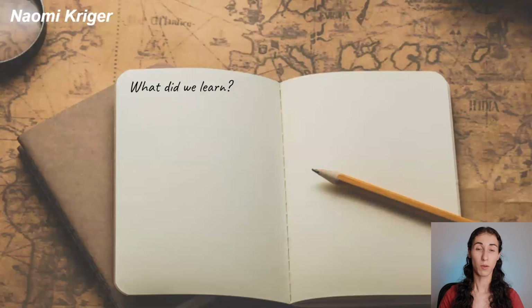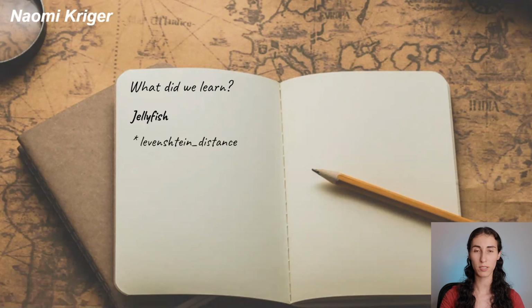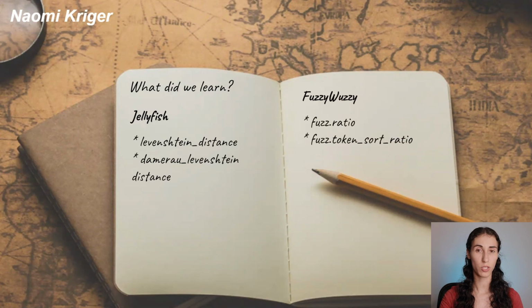And now let's see what we learned today. Today we learned about two Python libraries. The first is called Jellyfish, and the second is called Fuzzy Wuzzy. Under Jellyfish, we learned about Levenshtein distance and the Damerau-Levenshtein distance. And under Fuzzy Wuzzy, we learned about fuzz ratio, fuzz token sort ratio, and fuzz token set ratio.